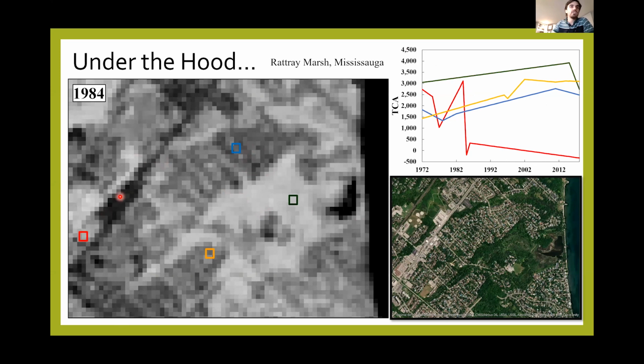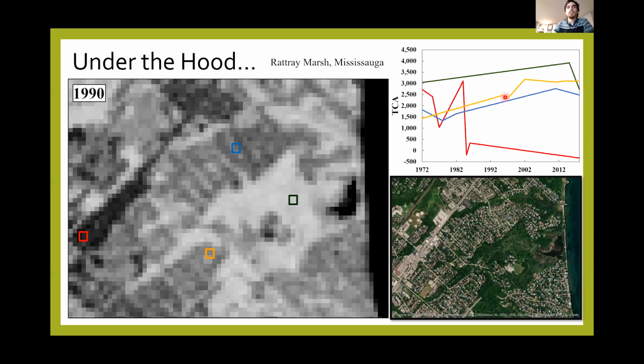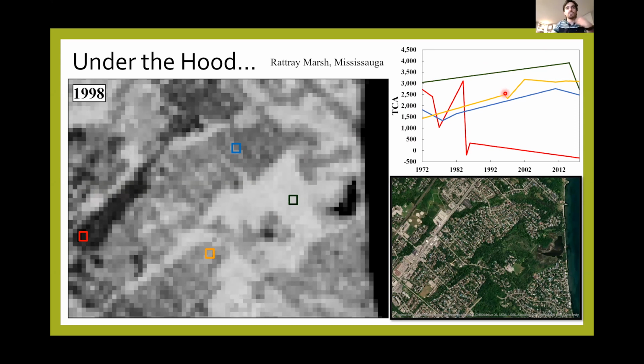So black areas are areas with less vegetation, white areas with more vegetation. Hopefully you can see my cursor here. You can see some of the fitted time series for these different colored squares, which are different pixels. You can pick up things like the blue and the yellow square are neighborhoods that were built, and then you can see them starting to green up as trees are planted, yards are grown, and things happen as the neighborhood matures.